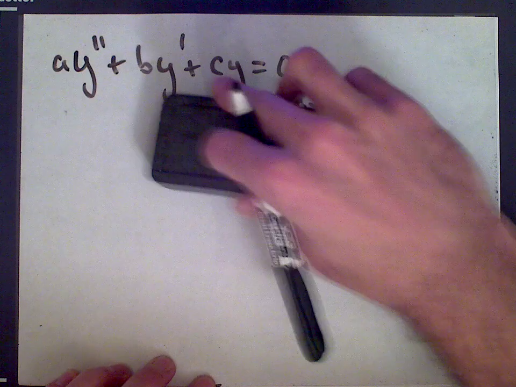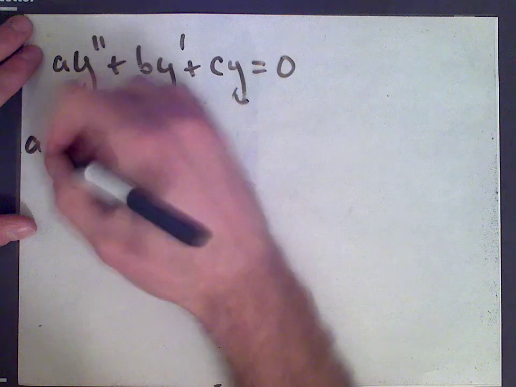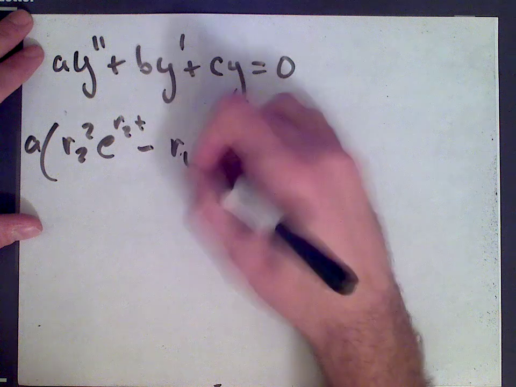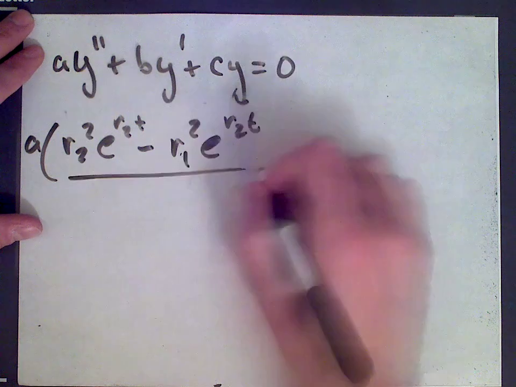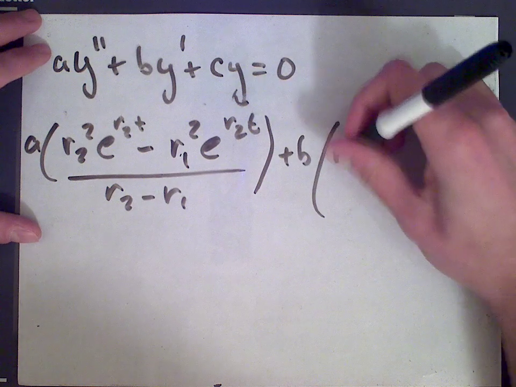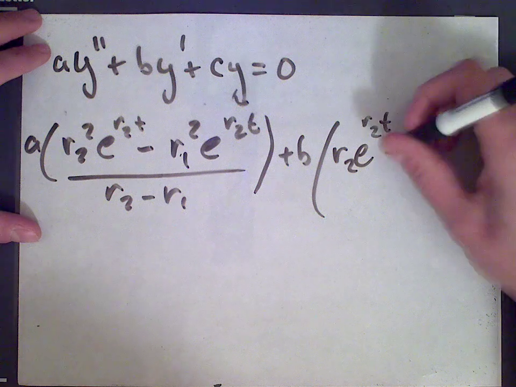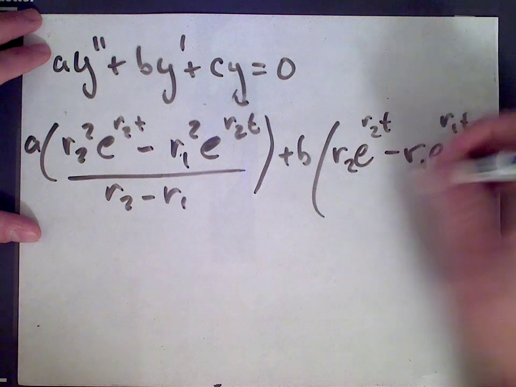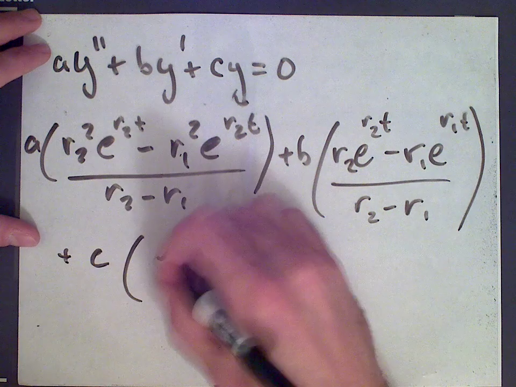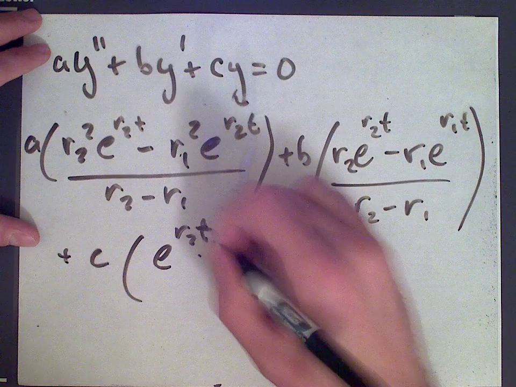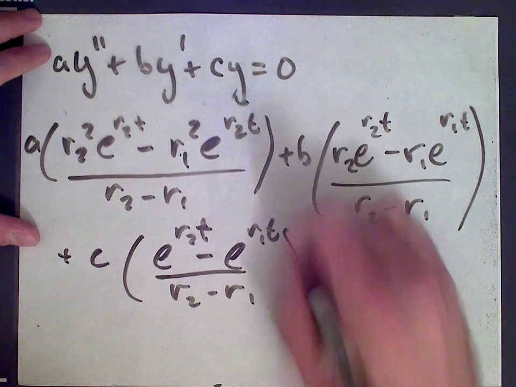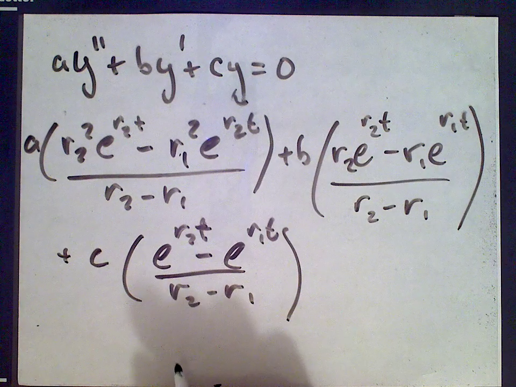What we end up getting is a times r2 squared e to the r2t minus r1 squared e to the r1t divided by r2 minus r1, plus b times r2 e to the r2t minus r1 e to the r1t divided by r2 minus r1, plus c times our original function theta, which is e to the r2t minus e to the r1t divided by r2 minus r1. And this we can rewrite as follows.